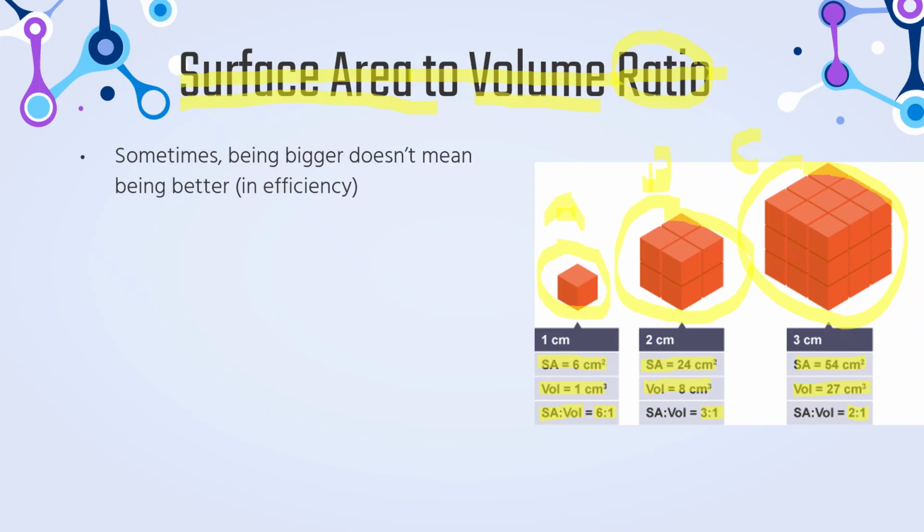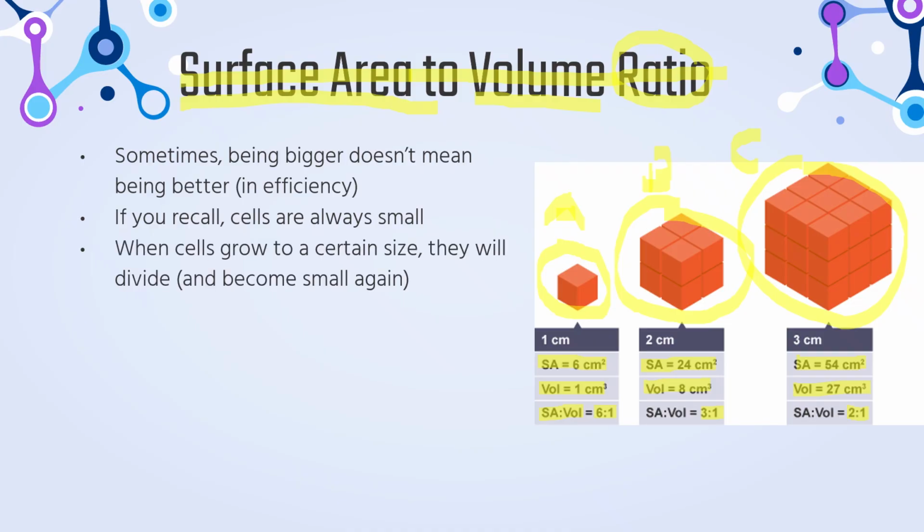Now, what does this mean in biology? Sometimes in biology, being bigger doesn't mean being better in terms of efficiency, in terms of how the cell works. If you recall, cells are actually always small. You don't really see a cell with the naked eye because they are small. And cells do grow, yes. But when they grow to a certain size, they will start to divide and they will become small again. This is the reason, to keep the surface area to volume ratio high.